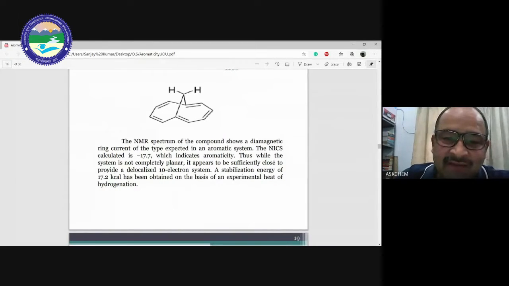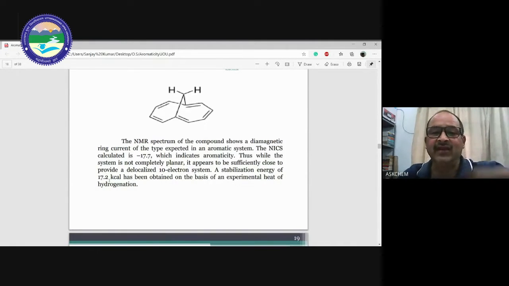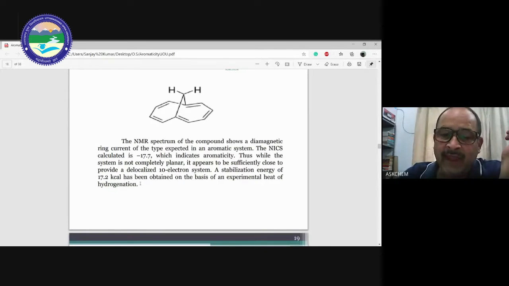Thus, while the system is not completely planar, all the carbons are not planar. At least the bridged one appears to be sufficiently close to provide a delocalized 10 electron system. That is, a stabilization energy of 17.2 kilocalories per mole has been obtained on the basis of the experimental heat of hydrogenation reaction.